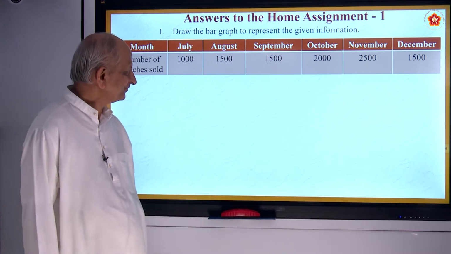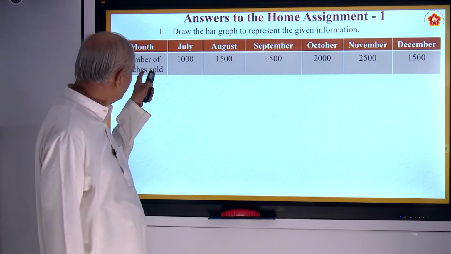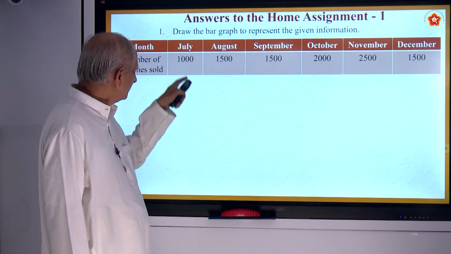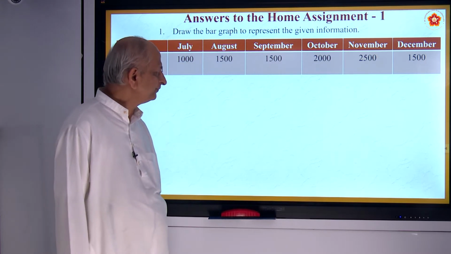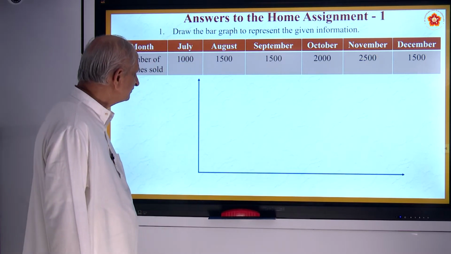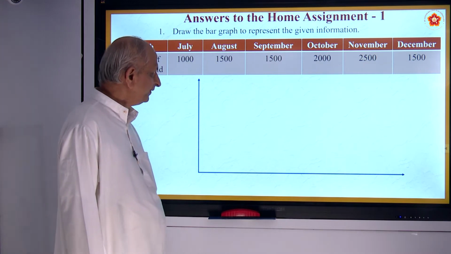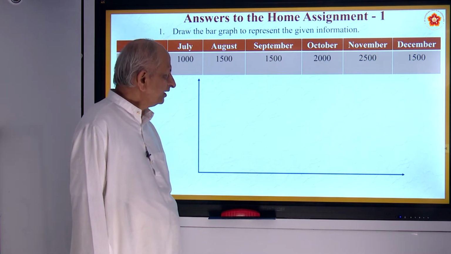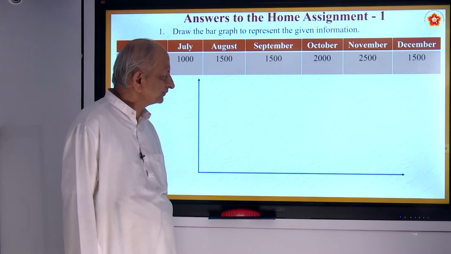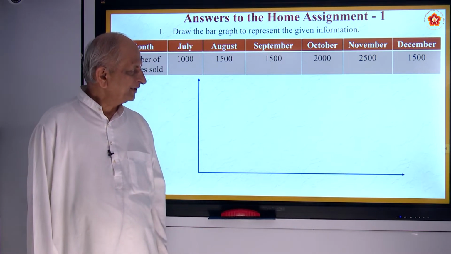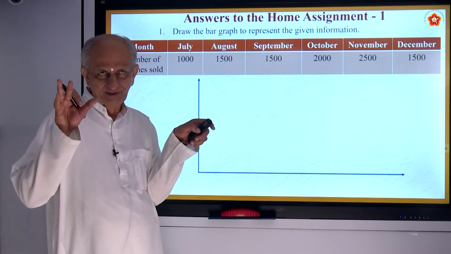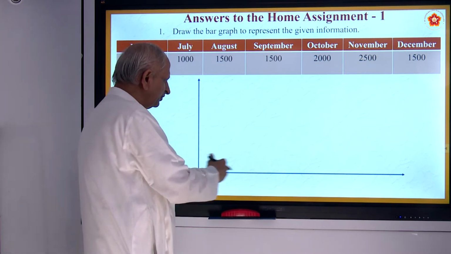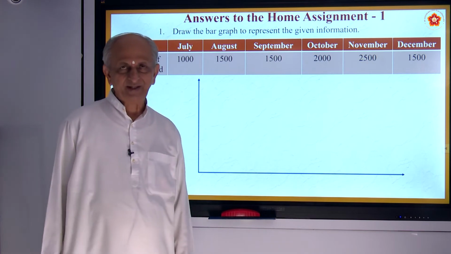WATCH. So here is a problem about selling of watches. In the month of July, 1000 watches are sold. In August, 1500, September 1500, October 2000, November 2500, December 1500. That information has to be shown in the form of what is called a bar graph.